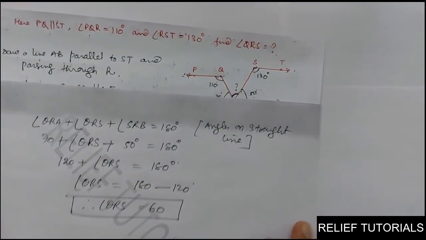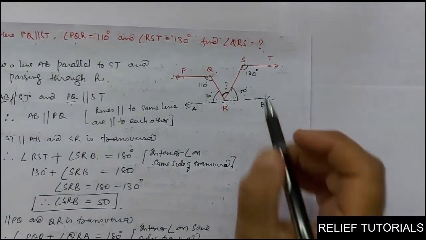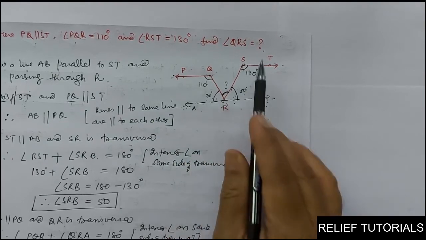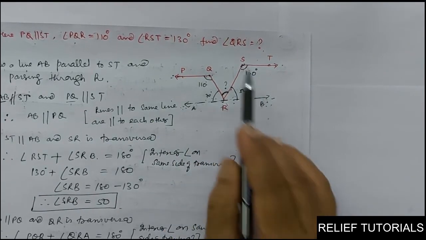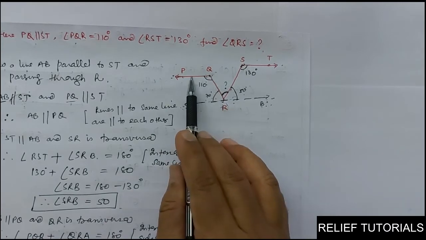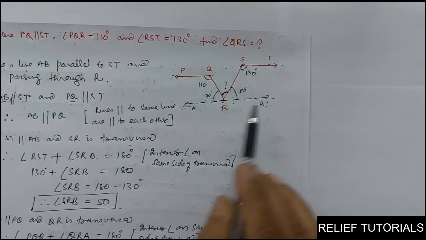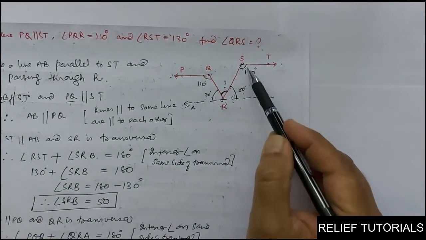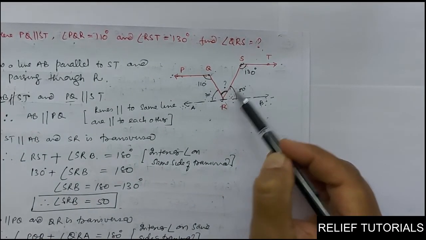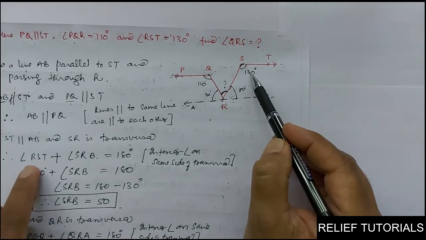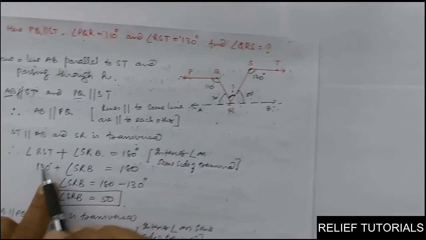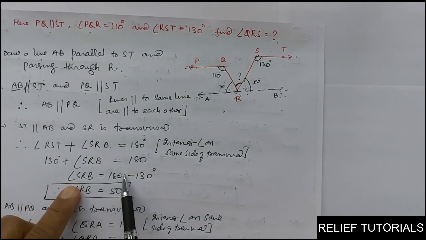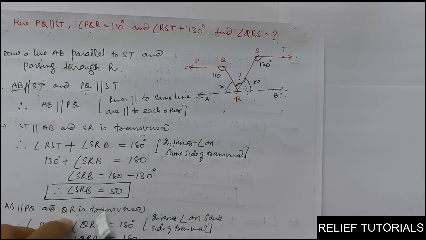Once again I am going to recap this. See here. We have drawn a construction, a line AB passing through R and parallel to ST. So ST is parallel to AB and ST is also parallel to PQ. So we can say PQ is parallel to AB. Now these two lines are parallel, this is a transversal. So these two angles are interior angles on the same side of the transversal. This is 130 degrees, so the total is 180 degrees here. And angle SRB is equal to 180 minus 130. So you will get 50.